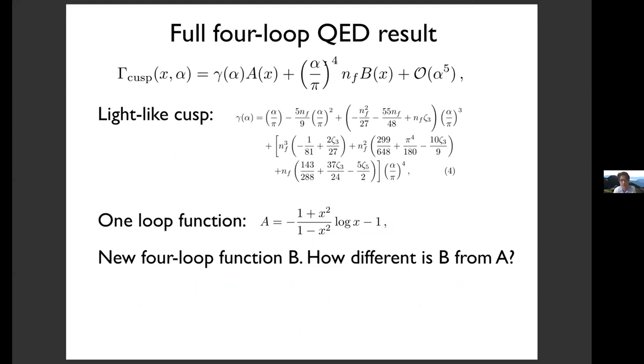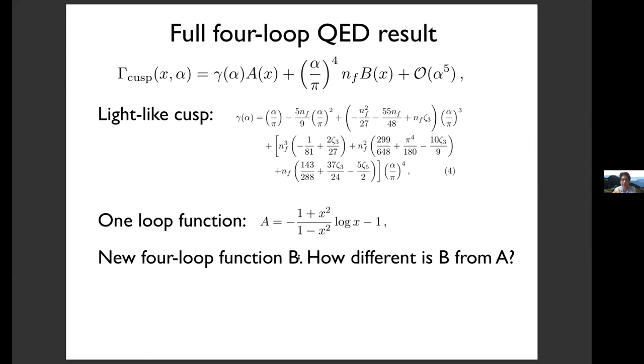So this is actually the full four loop result for this quantity. You can group the terms in a first term, which is just some function of the coupling. It's basically the light-like cusp anomalous dimension multiplied by the one loop formula, so the one loop angular dependence, and then this new four loop term that we just computed. Okay, so we have this four loop function.